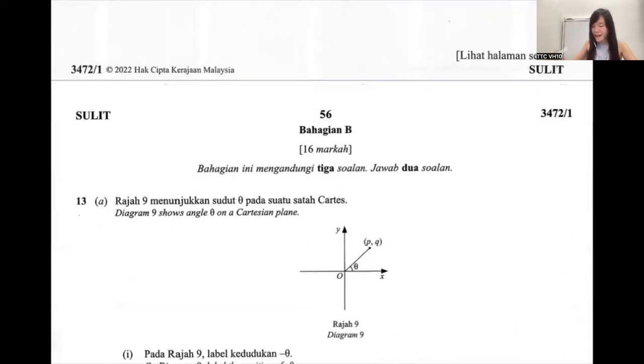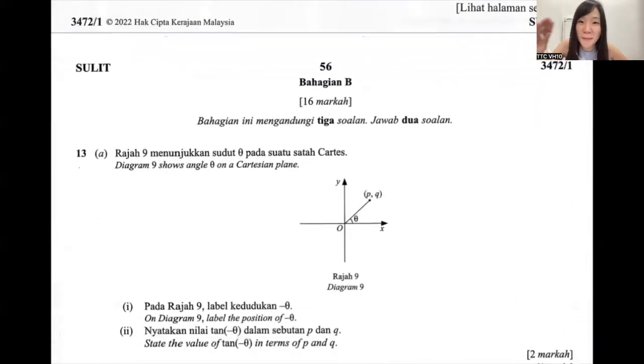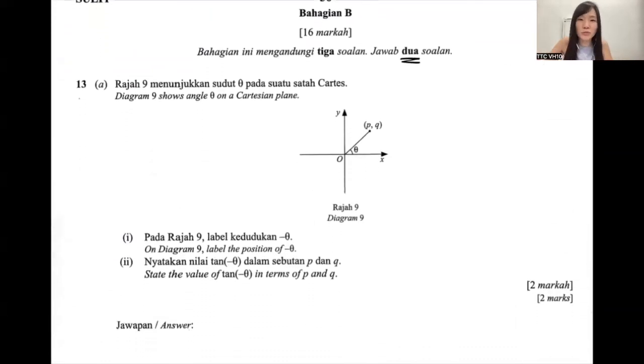Can we go? Wow, at section B already. So paper 1 got section A, got section B. Section A, 64 marks. All need to finish it. Section B got 16 marks. Three questions, so each of them 8 marks. So out of the 3, you just need to answer 2. Just choose 2. Choose your favorite 2, but I will do all lah.